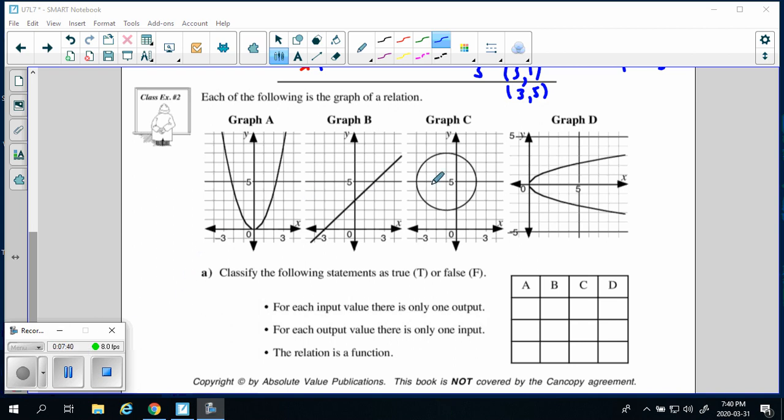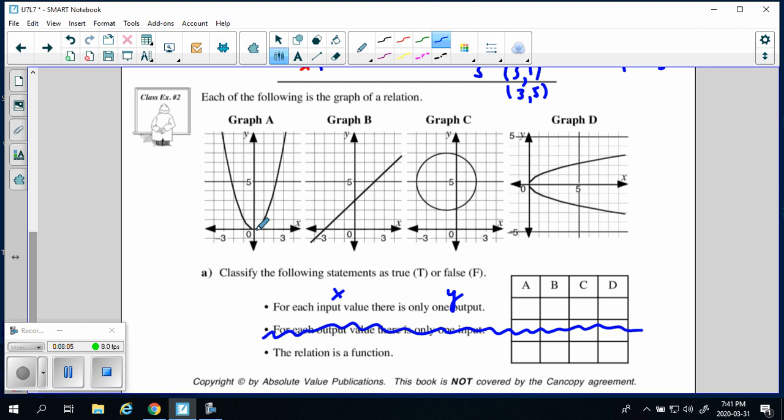So we have 4 graphs here, and we're asked to determine which ones are functions and which ones are not. So I'm just going to skip this middle one because it's not relevant to whether it's a function, and I find that it confuses students. So we're just going to look at this. Classify the following statements as true or false. For each input value, there's only one output. So we're looking up the x values. And we want to see if there's only one y value that pops out, or if there's actually two.